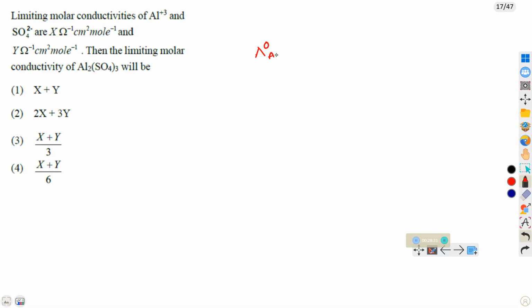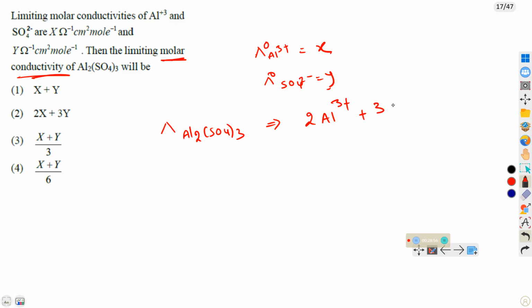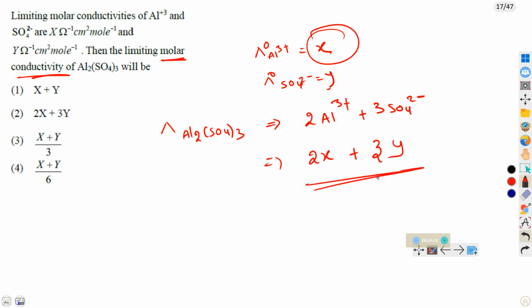Limiting molar conductivity of Al3 plus, lambda naught Al3 plus, value is given as X, and lambda naught SO4 2 minus value is given as Y. Calculate the limiting molar conductivity of Al2(SO4)3. Al2(SO4)3 is a combination of 2 Al3 plus and 3 SO4 2 minus. Each Al3 plus value is X, so molar conductivity is 2 into X, plus each SO4 2 minus molar conductivity is Y. So 2X plus 3Y is the correct answer.